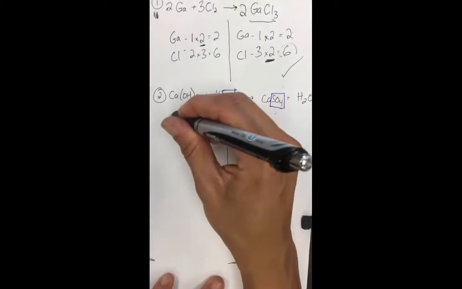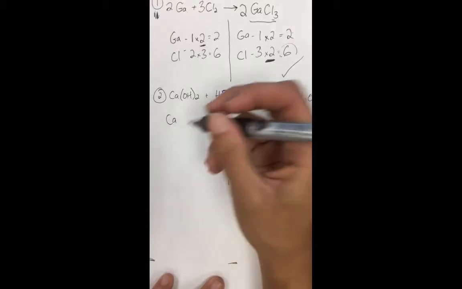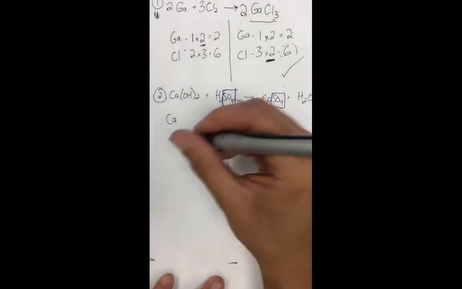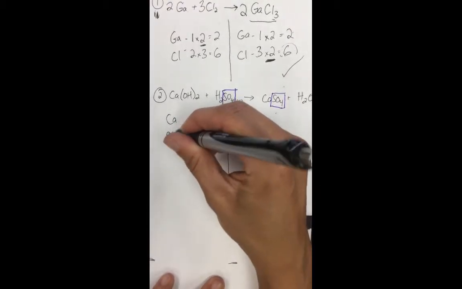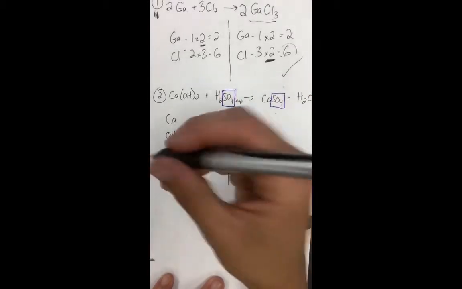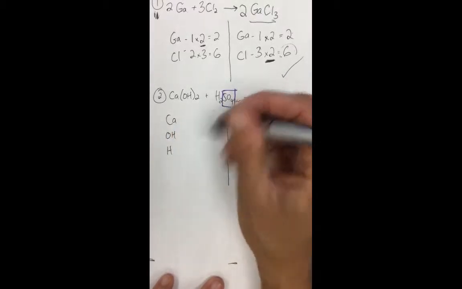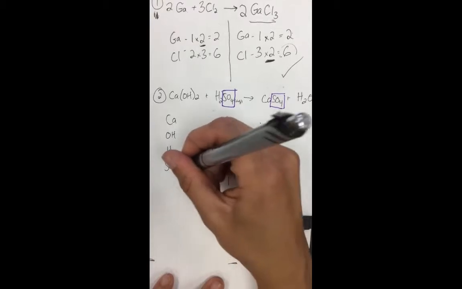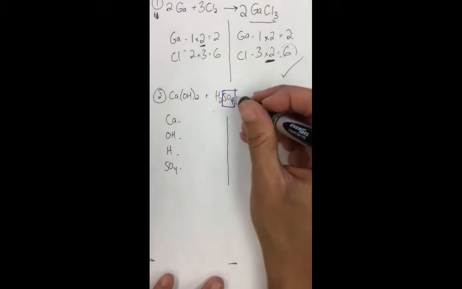Here we're going to write down our different elements. So we've got calcium. I'm going to keep this OH together, and I'm going to show you why that makes it easy in a second. I'm going to put down my hydrogen from over here, and then here, again, I'm going to keep my polyatomics together.